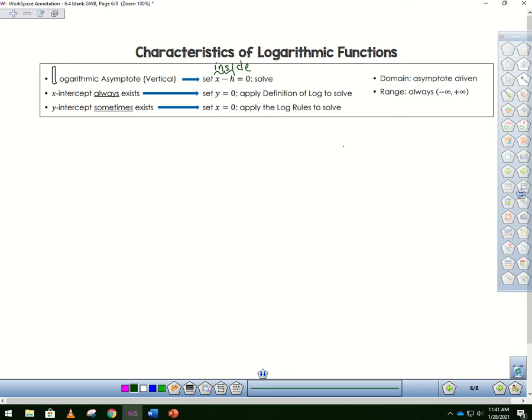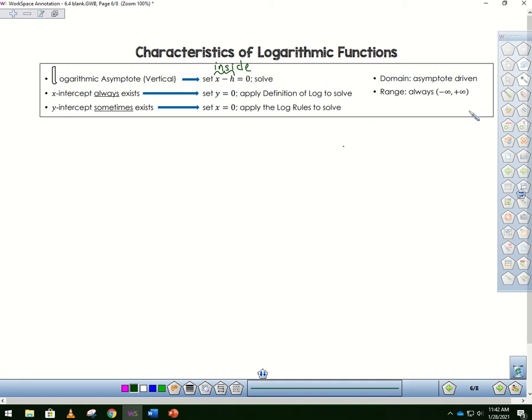The x-intercept always exists, and you can set y equal to 0 to find it. Okay? And the y-intercept sometimes exists, and you can set x equals 0 to find it. And if it comes out as an error in the calculator, it doesn't exist.